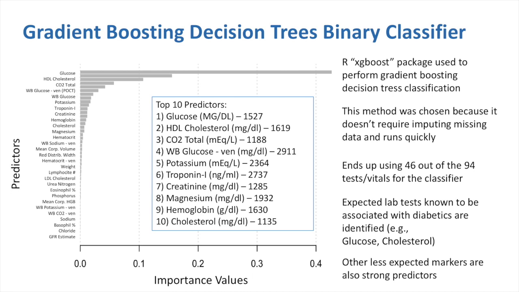We were able to identify labs well known to be associated with diabetes, including glucose and whole blood glucose, hemoglobin, and cholesterol and HDL cholesterol. We also found other less expected markers to be strong predictors, including electrolytes such as potassium and magnesium, and other variables like the total amount of carbon dioxide, the amount of troponin I related to heart attacks, and creatinine related to kidney failure. We can see that these results overlap with our effect size analysis as well.